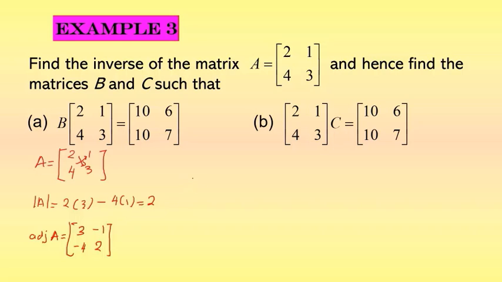Okay, so we can proceed with the inverse by using the adjoint formula: 1 over determinant times the adjoint matrix, or cofactor transpose. So we have 3, negative 1, negative 4, and 2. So now the inverse for this matrix is 3 over 2, negative 1 over 2, negative 2, and 1. Okay, after we already get the inverse of A, we can proceed with question B and C.